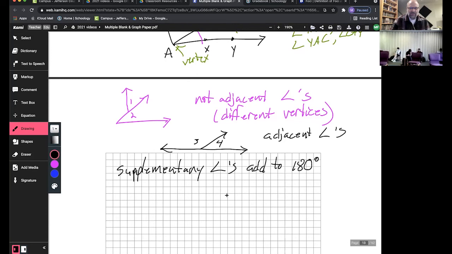You guys remember the name of the angles that add up to 90 degrees? Starts with the, sounds a lot like supplementary. You guys remember the word? Complementary. Yep, complementary. Good job.